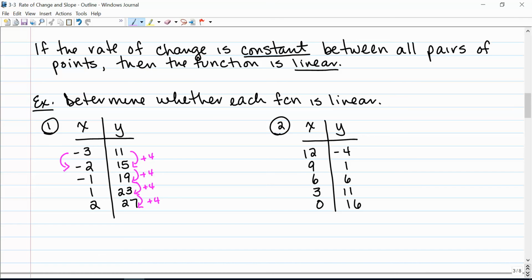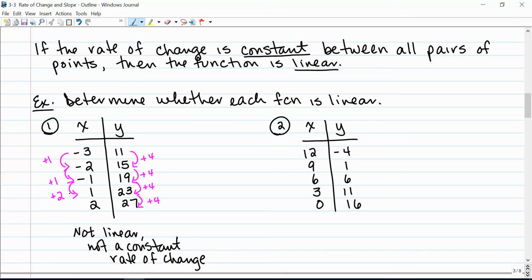As I go from -3 to -2, I'm adding 1. As I go from -2 to -1, I'm adding 1. And as I go from -1 to 1, I'm adding 2. So no, this function is not linear because it does not have a constant rate of change. Notice, even though my y's changed at the same amount, my x's did not.